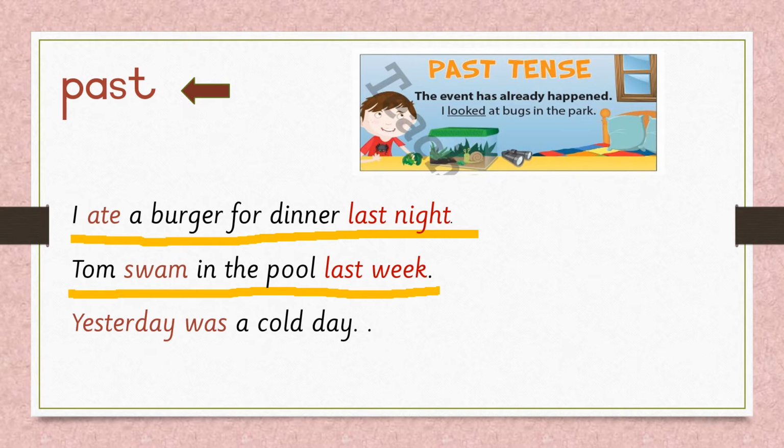Lastly, yesterday was a cold day. So, yesterday and was. Yesterday, it's not happening now, it happened yesterday, meaning it's already happened. And was is also past tense.